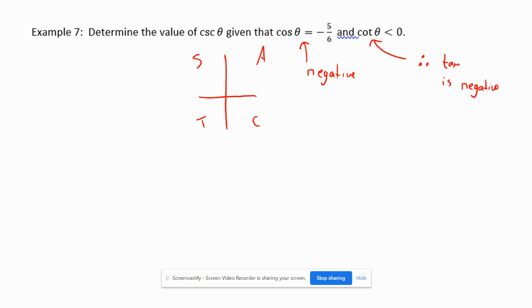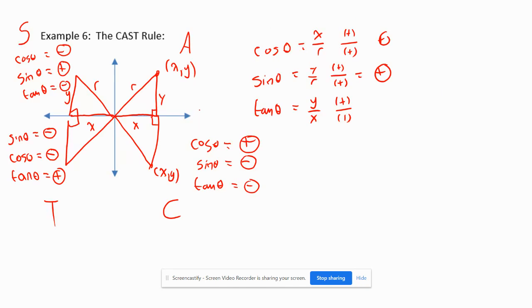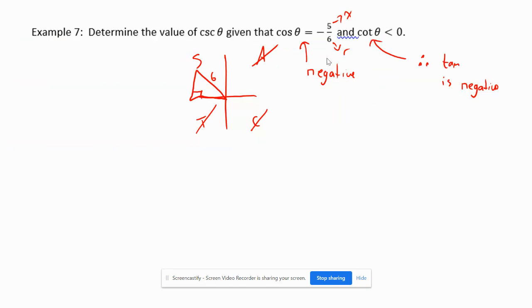So if cosine is negative, well, cosine is positive in the C quadrant and it's positive in the A quadrant. And tangent is positive in the T quadrant. That means we must be in the S quadrant over here. So what we have here is cosine is negative 5 over 6. This is our x value. This is the r value. So r value is 6. Our x value is negative 5.